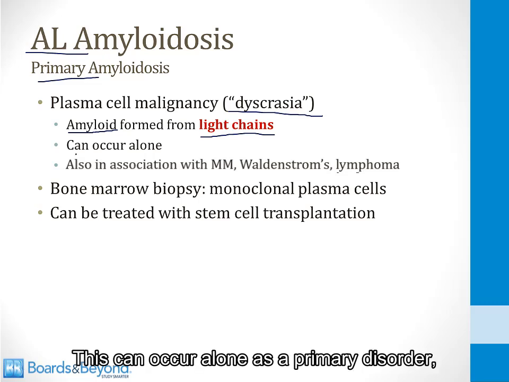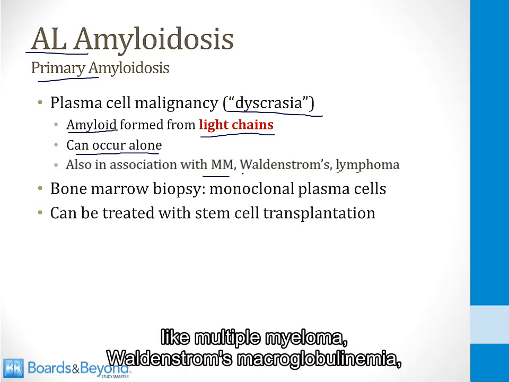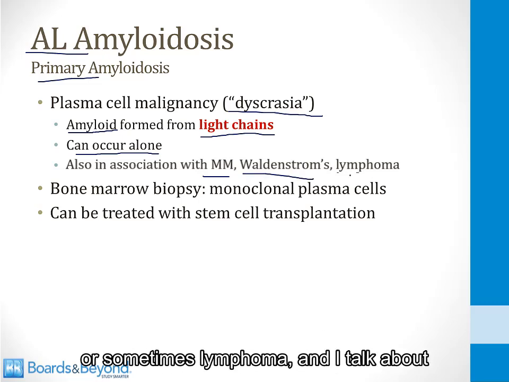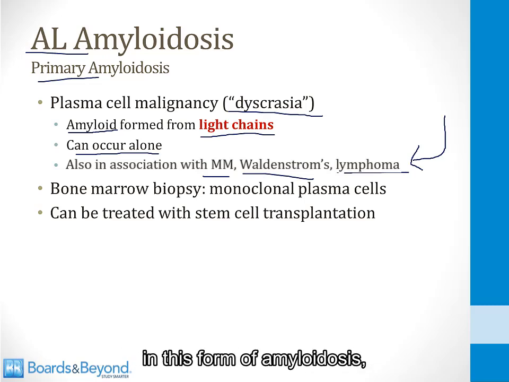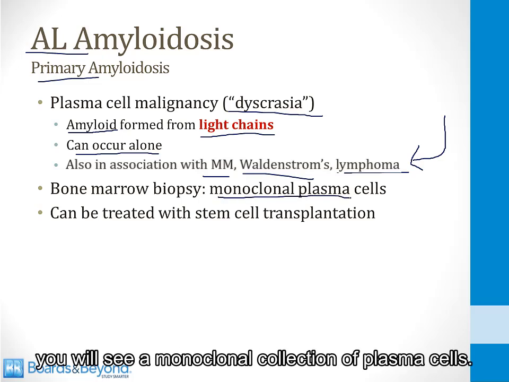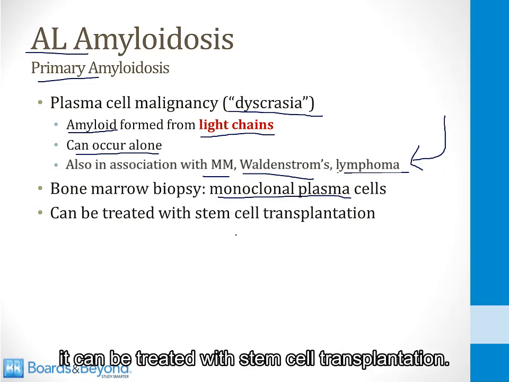This can occur alone as a primary disorder, but it can also occur in association with other plasma cell disorders like multiple myeloma, Waldenstrom's macroglobulinemia, or sometimes lymphoma, and I talk about all of these disorders in other modules. When you do a bone marrow biopsy in this form of amyloidosis, you will see a monoclonal collection of plasma cells, and because it is a plasma cell malignancy, it can be treated with stem cell transplantation.